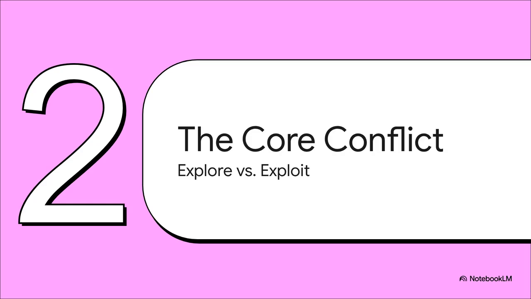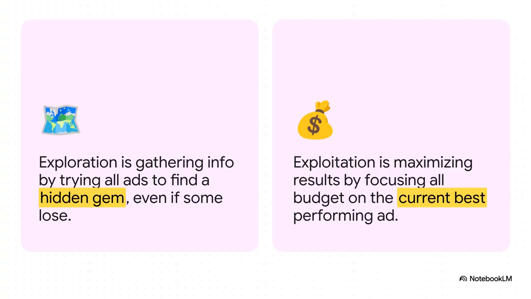The real genius of looking at it this way is that it forces us to face the one big conflict at the heart of any decision when you're not sure what's going to happen, and that is the constant battle between exploring and exploiting. So exploration is all about gathering information, right? You put a little bit of money into all the machines just to see which ones pay out. The downside is you know you're spending money on some losers.